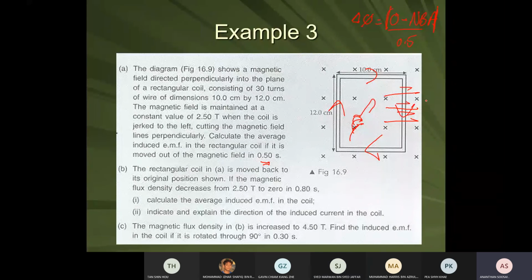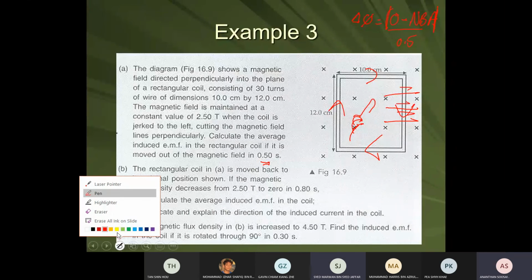The rectangular coil in A is moved back to its original position. Just put it back here. Now the magnetic flux density decreases from 2.5 to 0. They never move the coil; the field strength they change. The field strength drops from 2.5 to 0 in 0.8 seconds. Calculate the average induced EMF in the coil now.